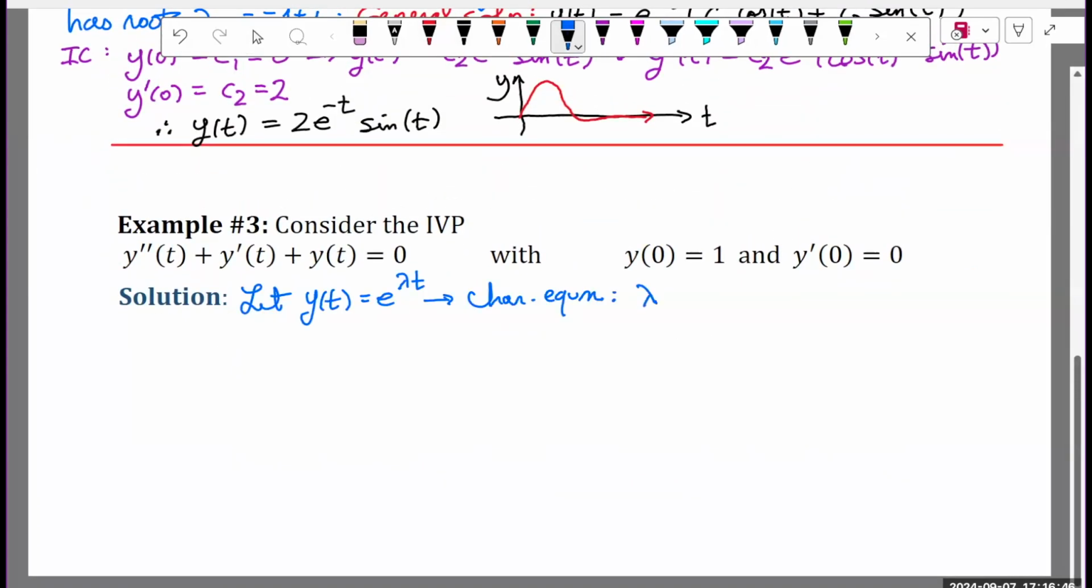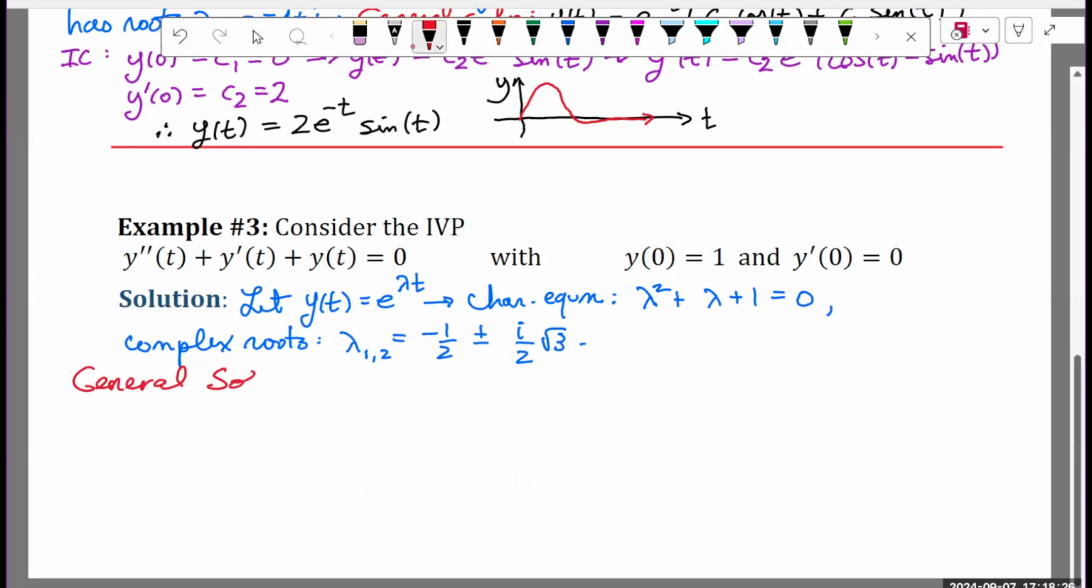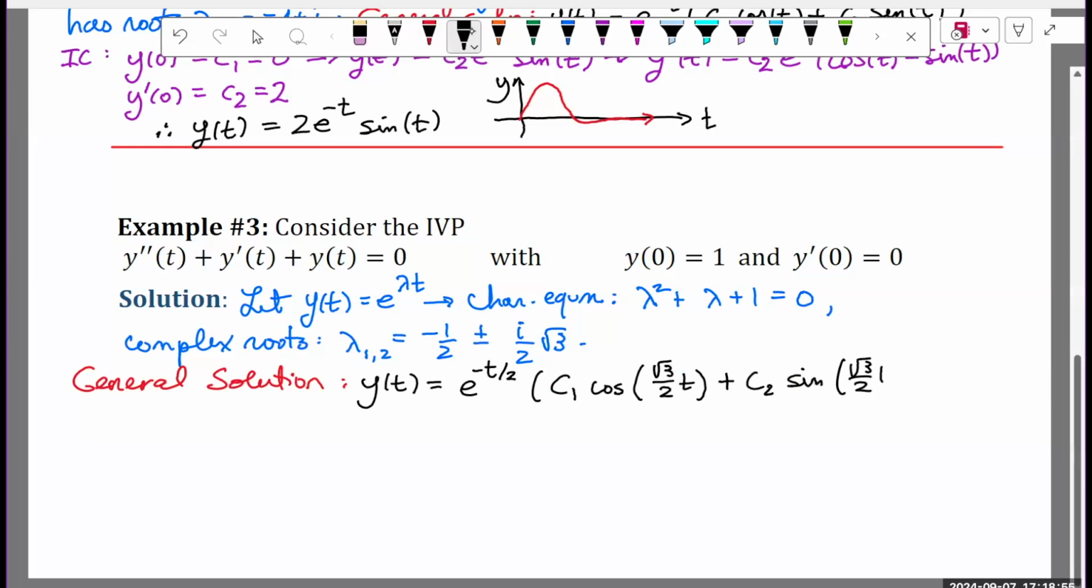When y of t is e to the lambda t, the characteristic equation becomes lambda squared plus lambda plus 1 equals 0, which has complex roots, minus 1/2 plus or minus i over 2 root 3. The general solution is therefore y of t is e to the minus t over 2 times a constant cosine root 3 over 2 t plus another constant sine root 3 over 2 t.